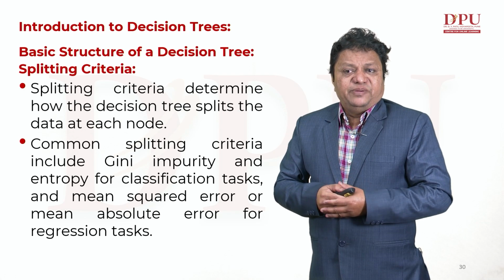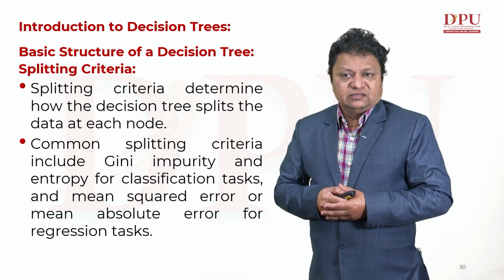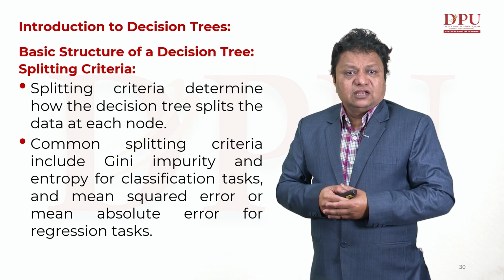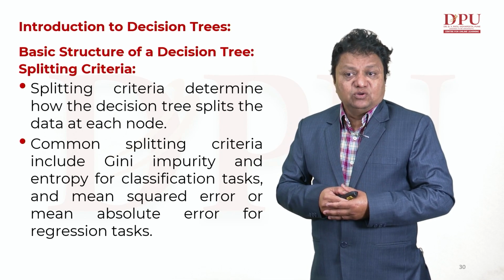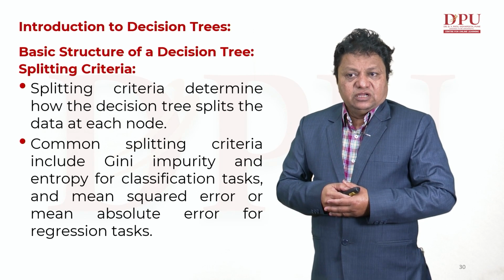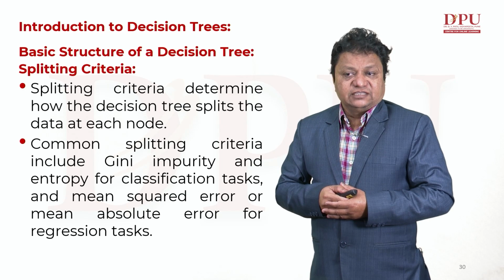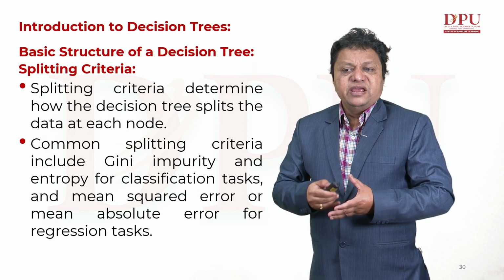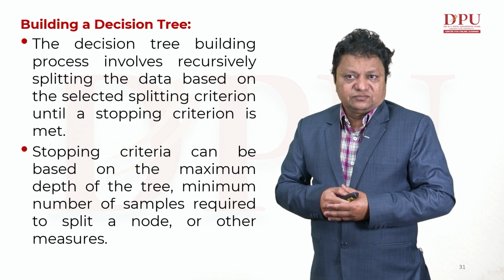Now, let us understand the splitting criteria. Splitting criteria determine how the decision tree splits the data at each node. Common splitting criteria include Gini impurity and entropy for classification tasks, and mean squared error or mean absolute error for regression tasks.